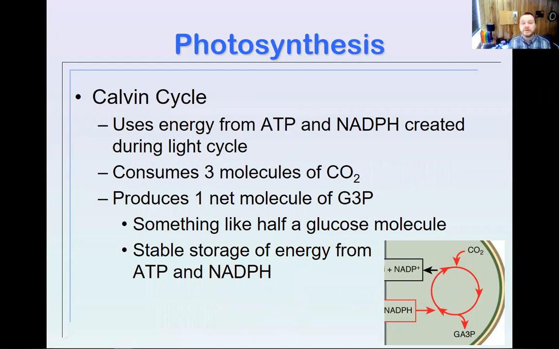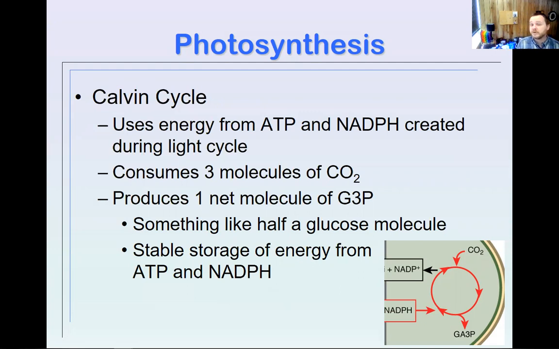Important parts here that we need to make sure we understand. The Calvin cycle is going to use the energy stored in the ATP and NADPH that were generated during the light cycle. Right, so energy converted from light gets stored in chlorophyll, then turned into ATP and NADPH through an electron transport chain and some enzymes, ATP synthase. So the Calvin cycle is going to use those high energy molecules, the energy stored in those molecules, to fix 3 carbon dioxide molecules into larger carbon chains.